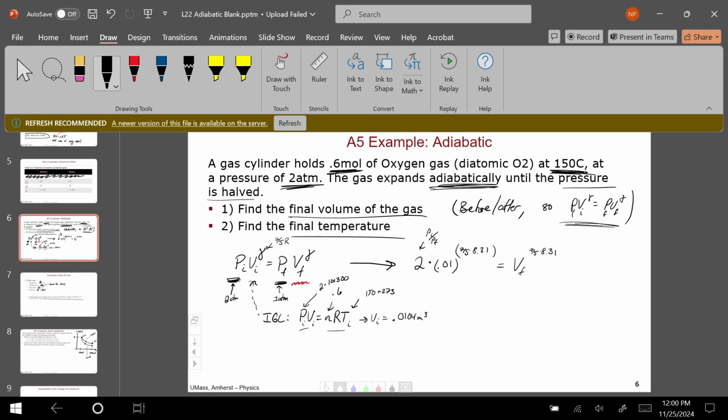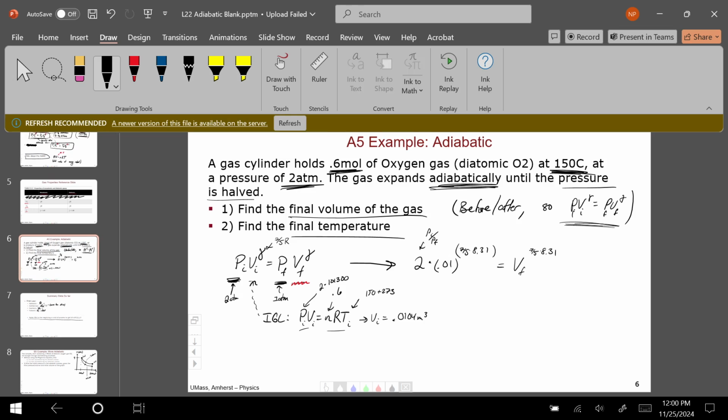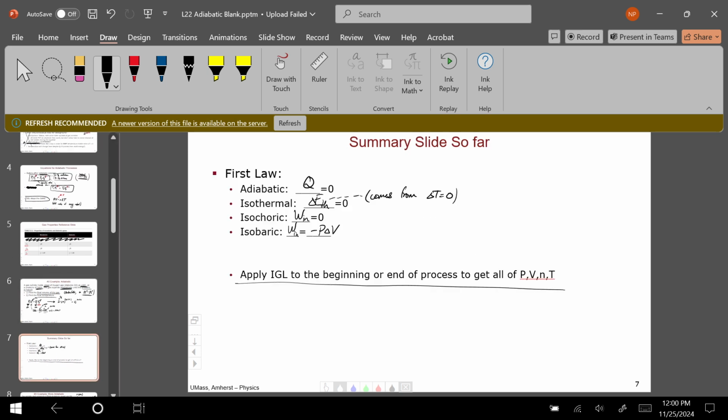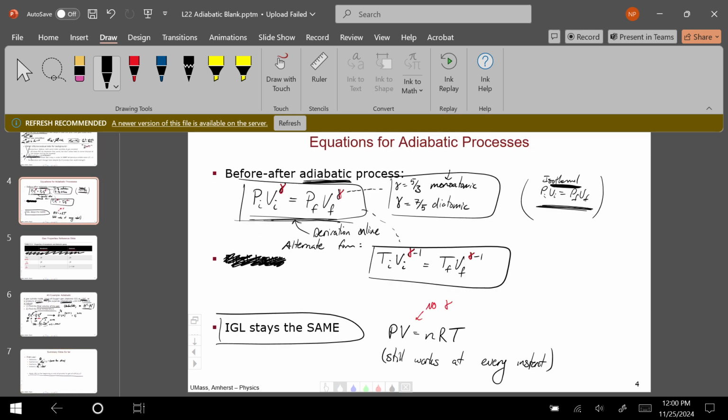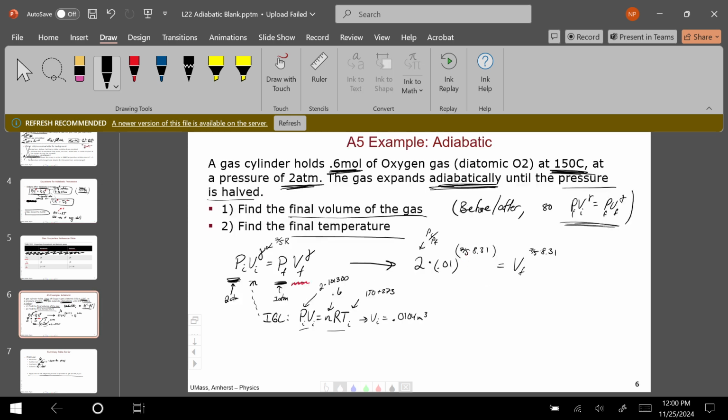Wait, sorry. Hold on. Have I been saying something bad here? Okay, hold on. I just said something really wrong on this slide. Gamma does not have an R attached. Gamma has just the number 7/5. So this is not 7/5 R. This is just 7/5.